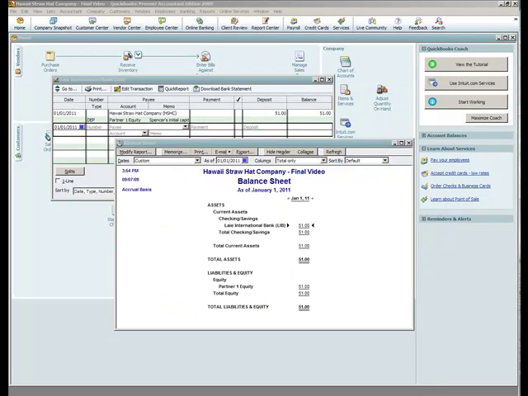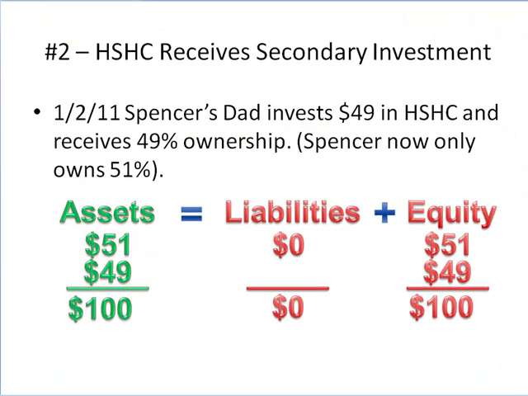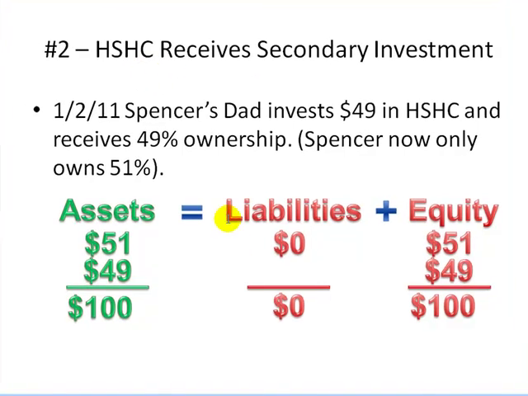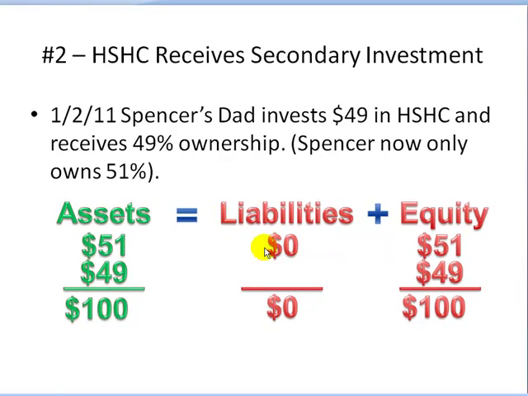Aloha, this is Kevin Kimball, moving on to transaction number 2 in our simple accounting process in QuickBooks. If you recall from the video in which I went through the accounting for a simple company, transaction number 2 is where HSHC receives a secondary investment. This is where the father puts in $49 into HSHC, receives a certain ownership, and the assets then go up to $100, liabilities are still 0, and equity is $100. So we will strive to record this transaction properly in QuickBooks so that we arrive at the same solution.